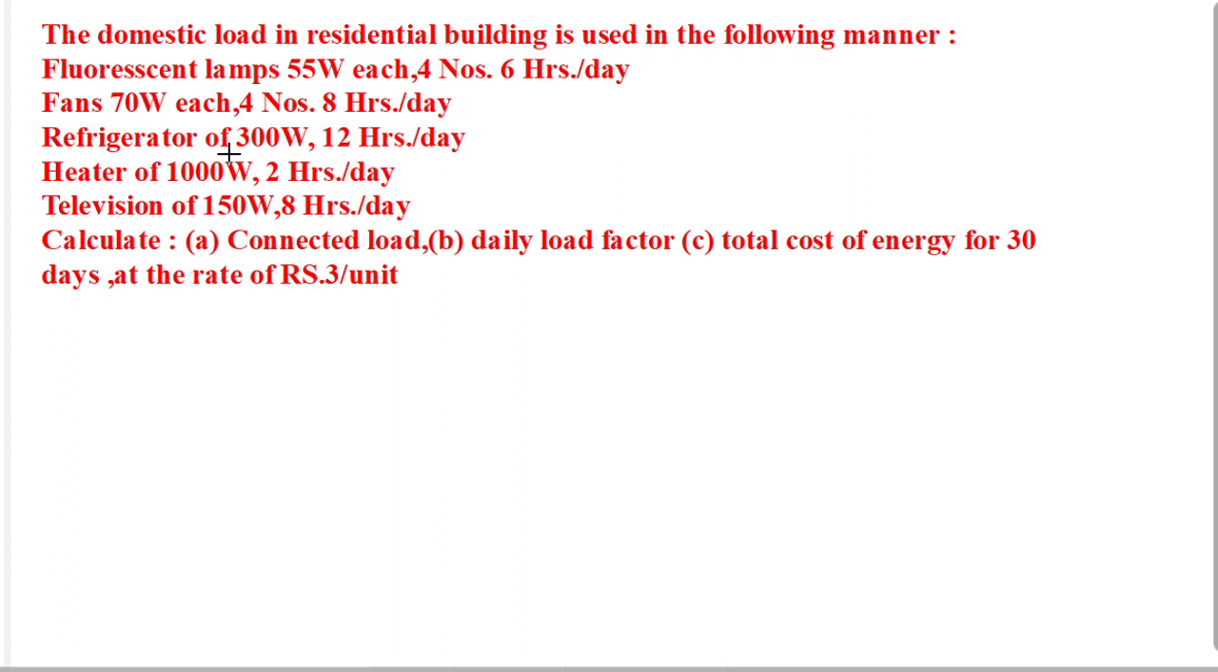Refrigerator 300 watt, 12 hours per day, heater of 1000 watt, 2 hours per day, television of 150 watt, 8 hours per day. Our task is to find the connected load, daily load factor, and total cost of energy for 30 days at the rate of rupees 3 per unit. The cost of 1 unit is 3.